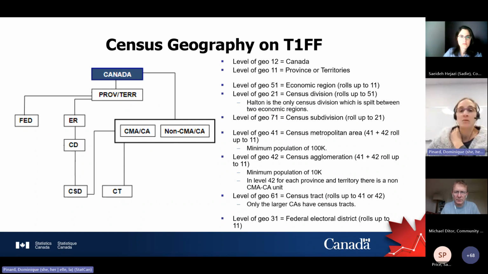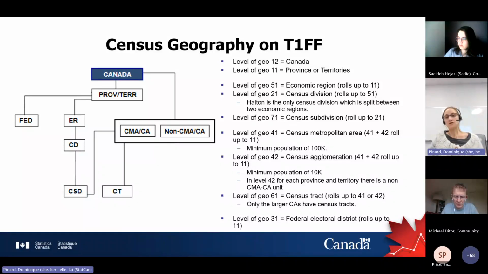A really good example that we had a couple of years ago is when Saint-Jean-sur-Richelieu, a locality that was outside of Montreal, was merged into the CMA of Montreal. So we saw a large impact on the population of Montreal and the median income for that CMA.